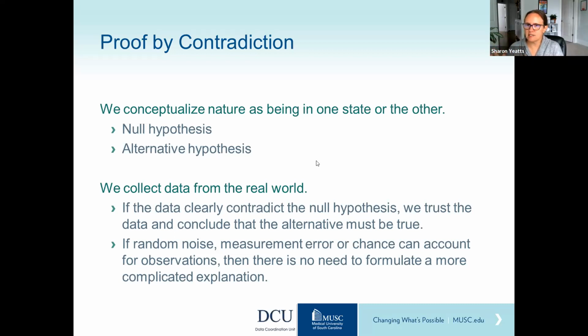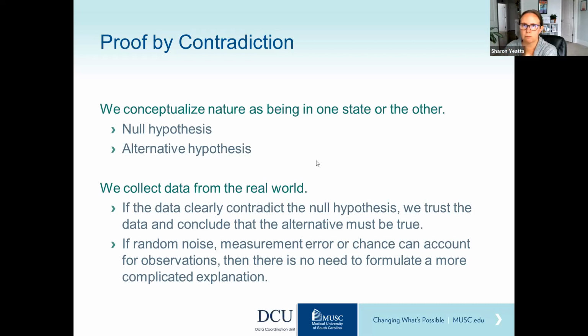So you conceptualize nature as belonging to one of these states, and then you collect data from the real world, and you look at the data in comparison to what you would expect based on the null hypothesis, the simplest explanation. So if your data clearly don't look like they came from the null expectations, then you're going to trust the data and conclude that the alternative hypothesis must be true. On the other hand, if your data are consistent with what would be expected as the result of random chance under the null, then there's no need to go with a more complicated explanation. You can maintain the simpler explanation, which is that the intervention does not have the desired effect.